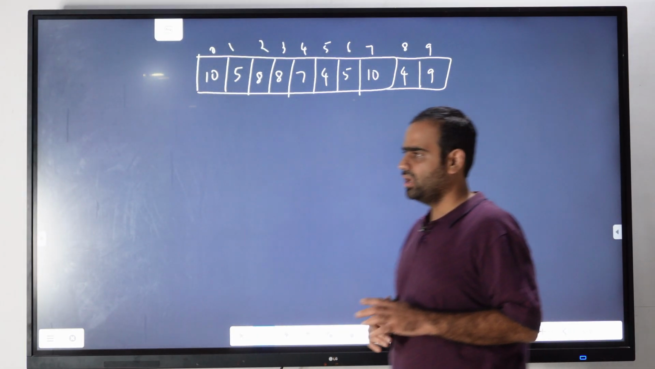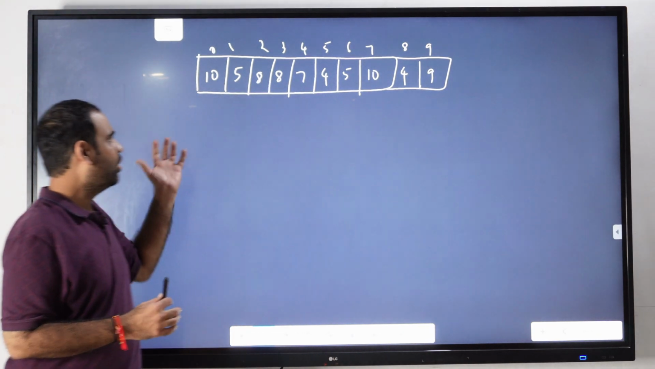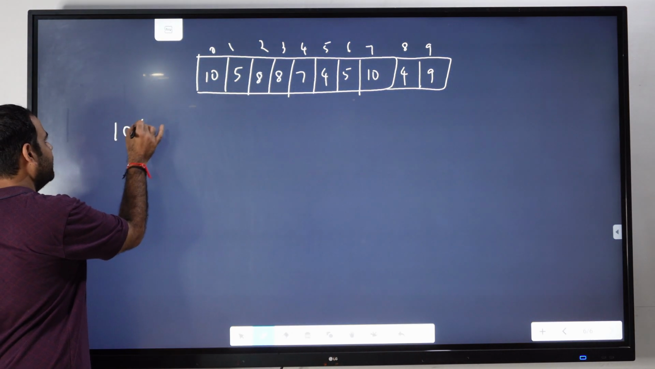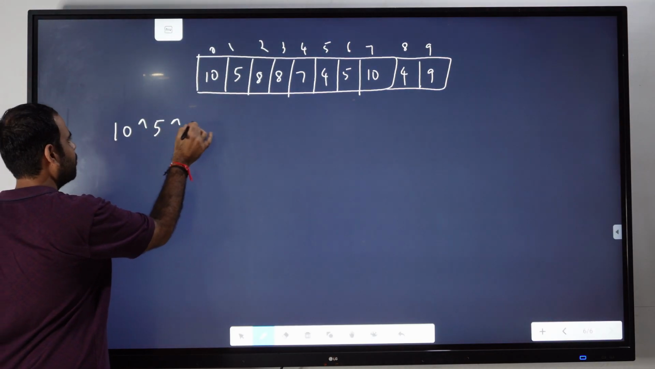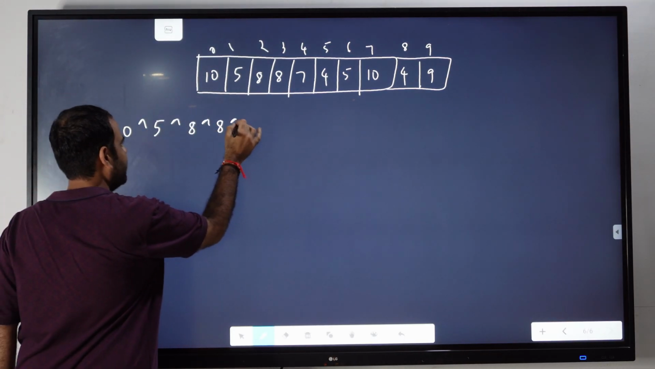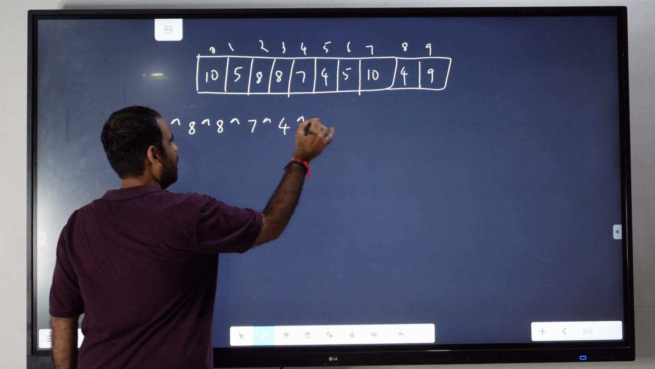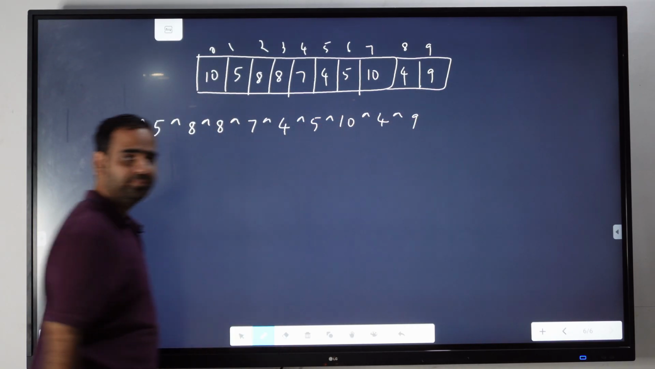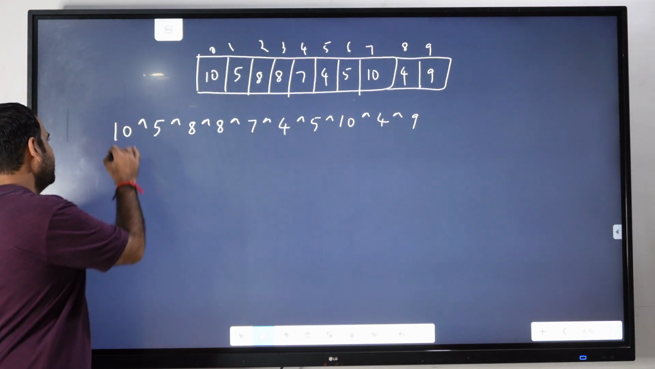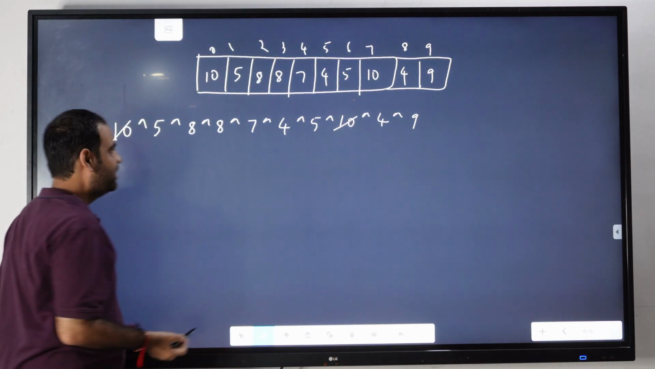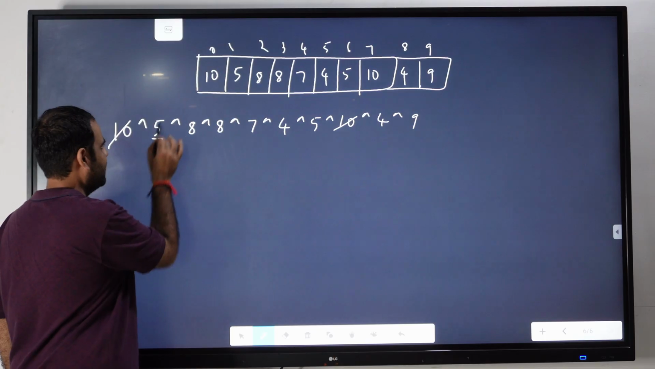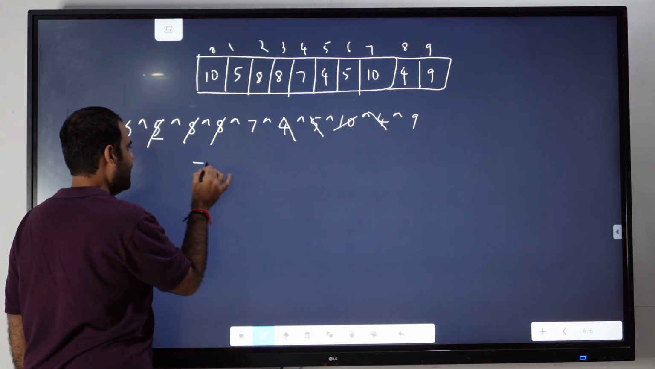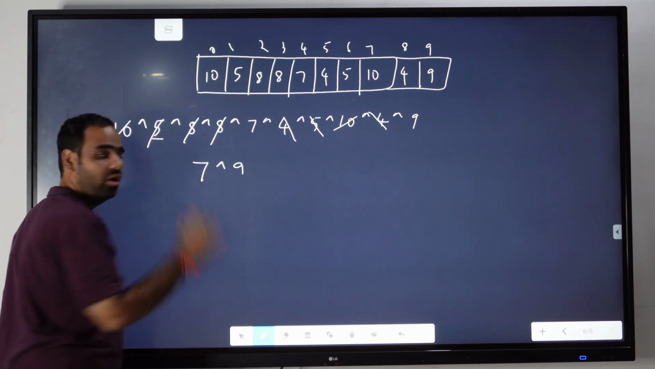Now what do we do? Again, we take the XOR of all the elements of the array. If I take the XOR of all the elements, it will be 10 XOR 5 XOR 8 XOR 8 and so on. I am writing all the elements of the array. We know that 10 XOR 10 is 0 because they cancel. Similarly 5 and 5 cancel, 8 and 8 cancel, 4 and 4 cancel, and we are left with 7 XOR 9.